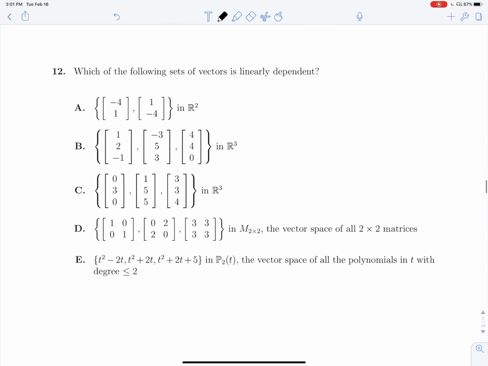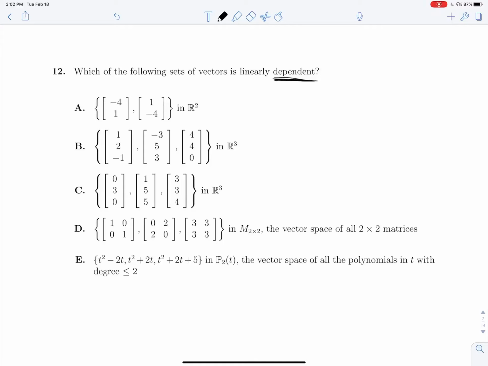Which of the following sets of vectors is linearly independent? So we're looking for, sorry, linearly dependent. We're looking for two vectors, or three matrices, or things in the polynomial space that can be formed from a linear multiple of each other.